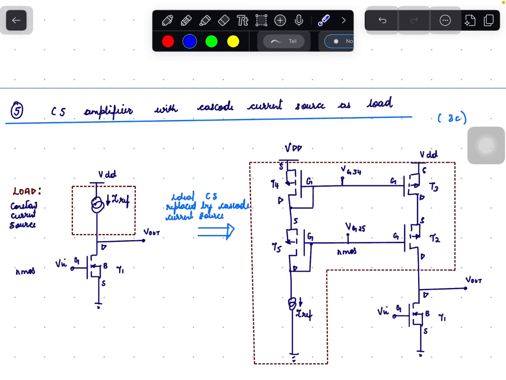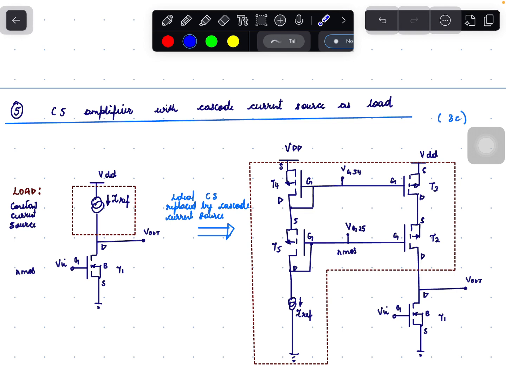Common source amplifier with cascode current source as load. Here is the common source amplifier with an NMOS T1. Input voltage is provided to the gate of T1 and output is taken at the drain of T1, and a constant current source is connected as the load.